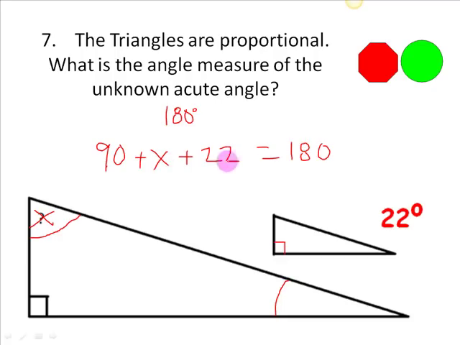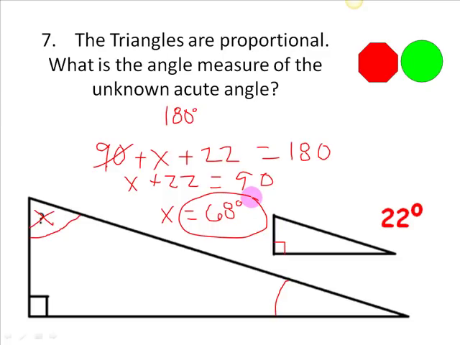If I subtract 90 from each side, I wind up with x plus 22 equals 90, because I've just subtracted 90 from each side, so 180 minus 90 is 90. And now if I subtract 22 from each side, I wind up with x equals 68. And we're talking about degrees. So the correct answer is 68 degrees.